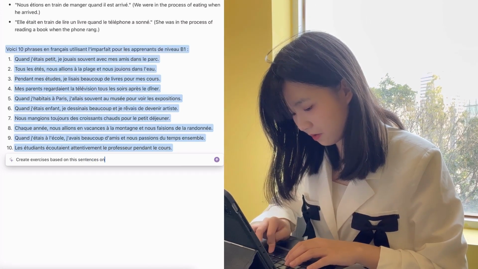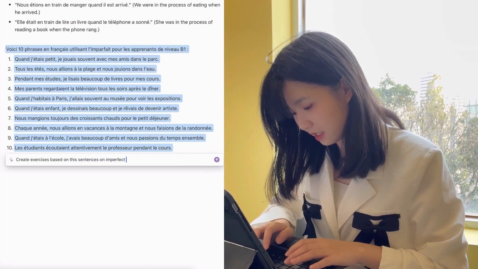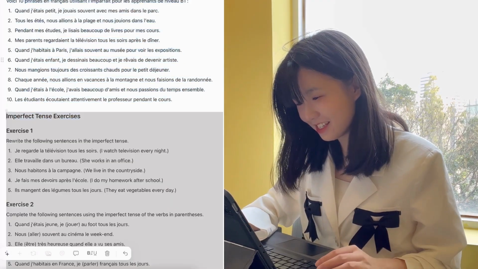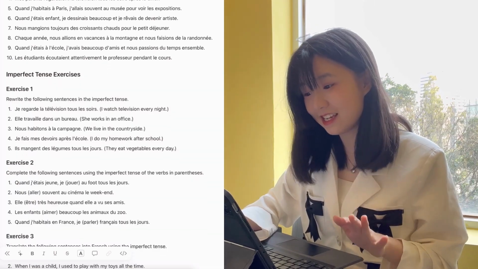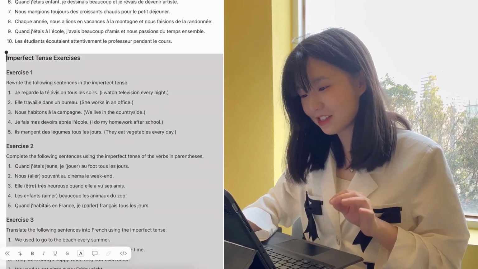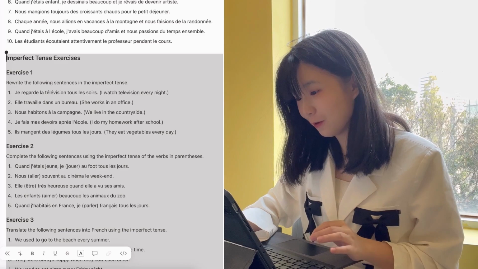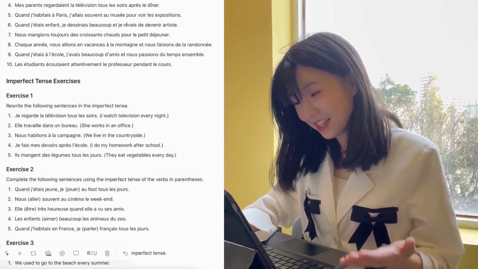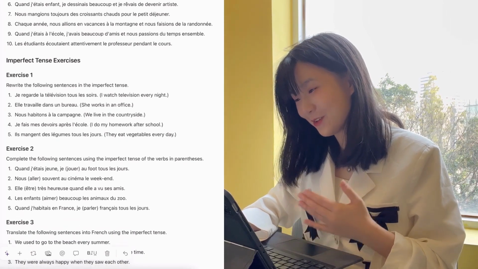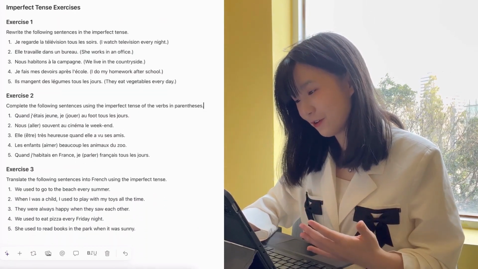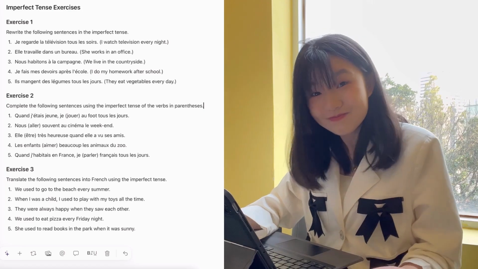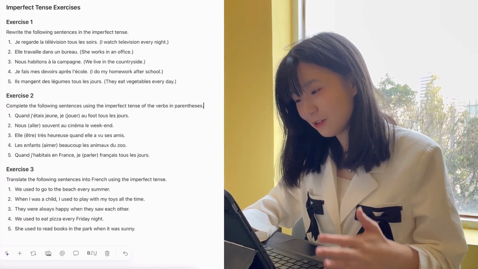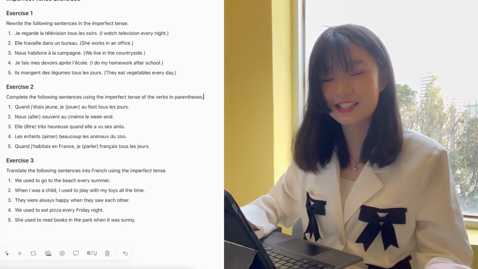Sentences on imperfect tense. Look at this. Imperfect tense exercises. Exercise 1: Write the following sentences in the imperfect tense. Exercise 2: Complete the following sentences using the imperfect tense of the verb in parentheses. Exercise 3: Translate the following sentences into French using the imperfect tense.